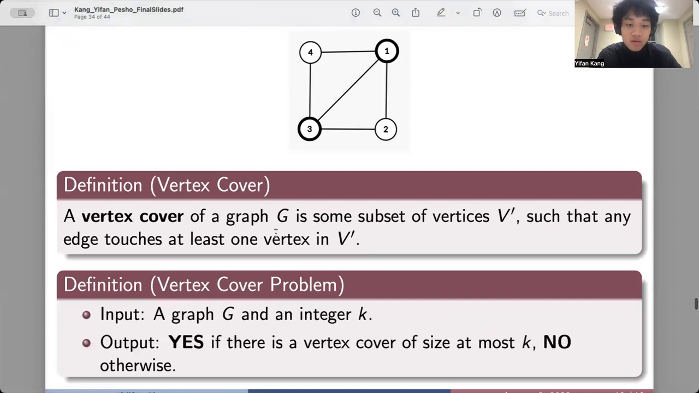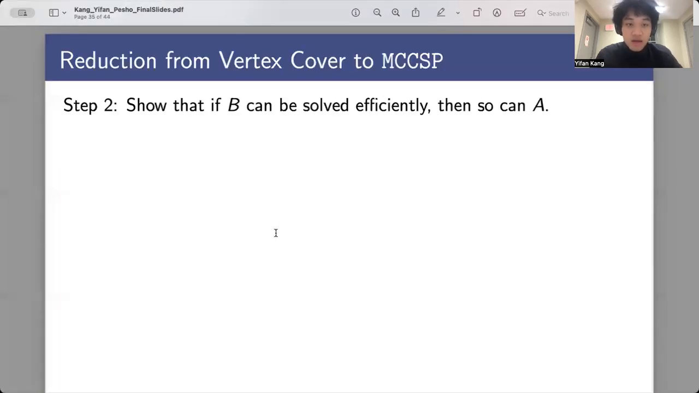The vertex cover problem asks if there exists a vertex cover of size at most k. If it's impossible, then we output no. So we want to determine if there exists a small enough vertex cover. And the vertex cover problem is known to be hard to solve.